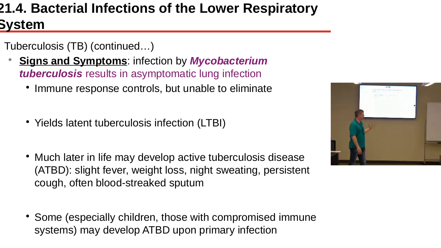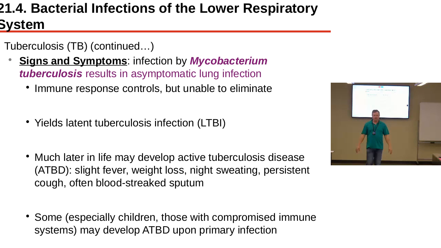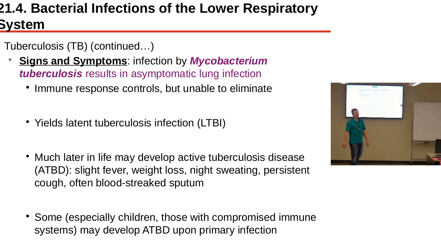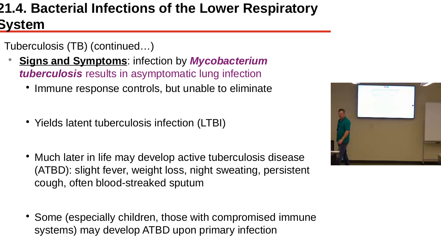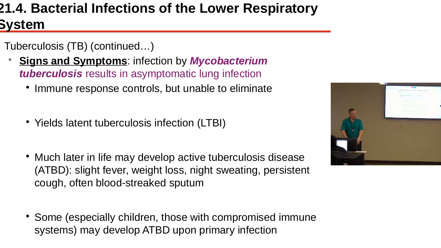And then active is going to be where we actually start seeing signs and symptoms in the patient. You start seeing slight fever, weight loss, night sweating, persistent cough, blood-soaked sputum because it's all in the lungs. And so there'll be a lot of blood when they're coughing up. We used to call this wasting disease.